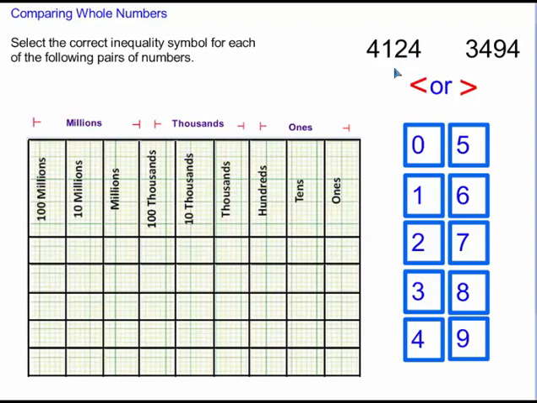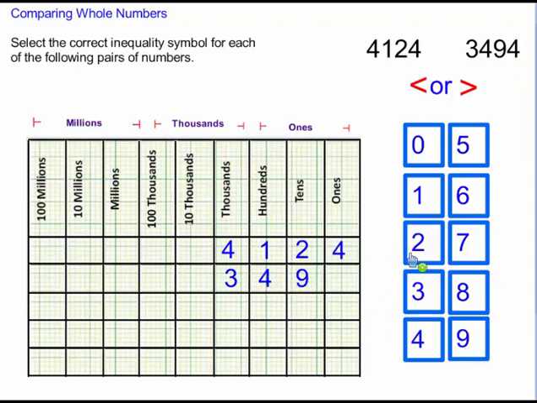Notice there's 4 digits, so I'm going to be moving the number 4 into the thousands place. Then the next digit is a 1, which will go into the hundreds place. Then the 24 will have me putting a 2 in the tens place and a 4 in the ones place. Repeating this for this number, putting a 3 in the thousands place, a 4 in the hundreds place, a 9 in the tens place.